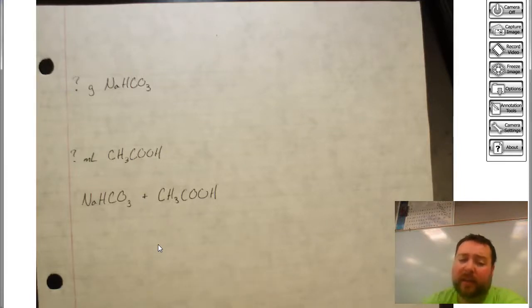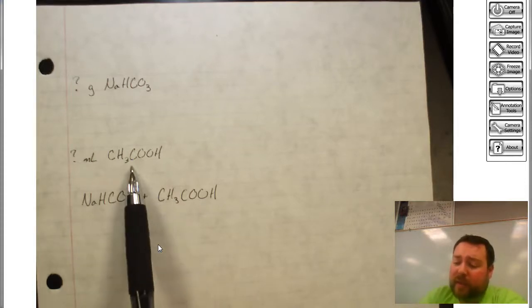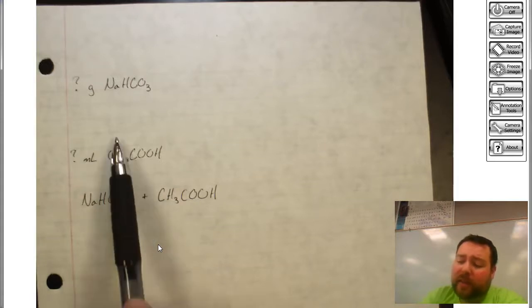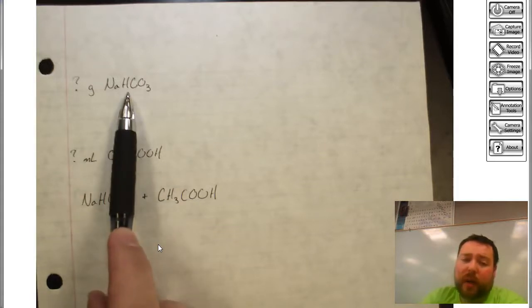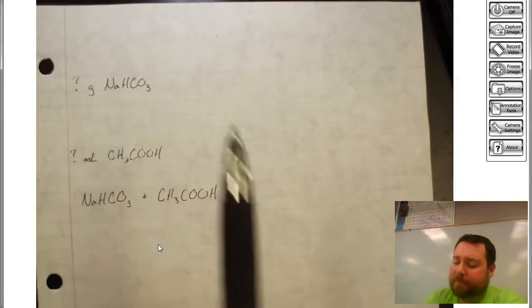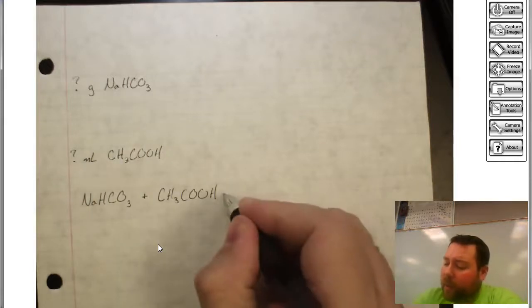You may be writing it as C2H4O2. That's also equally valid. It really doesn't matter how you write it. I just want you to recognize that this is the formula that I'm using right now for acetic acid, and this is the formula that I'm using for baking soda, sodium bicarbonate. Okay.